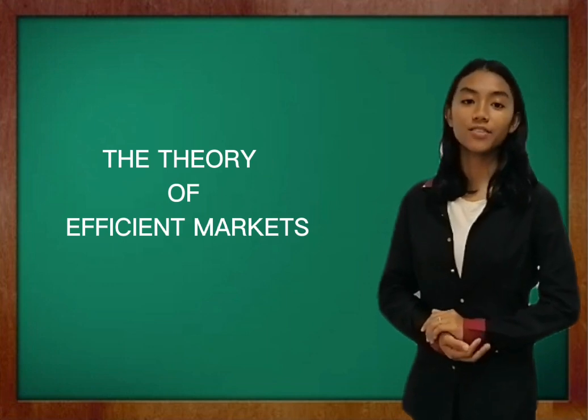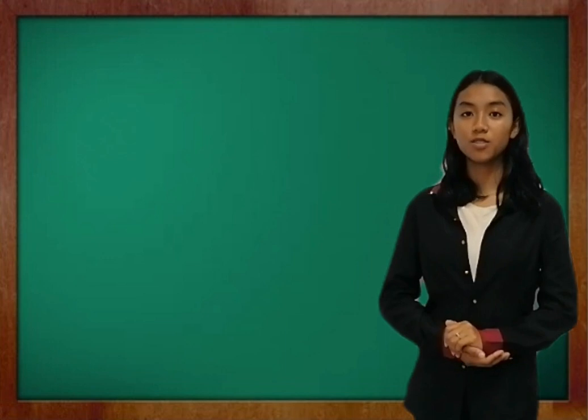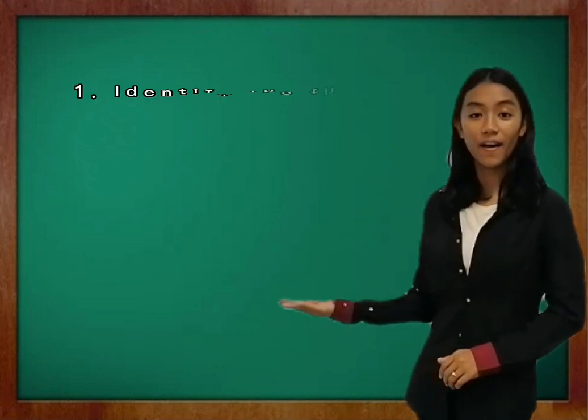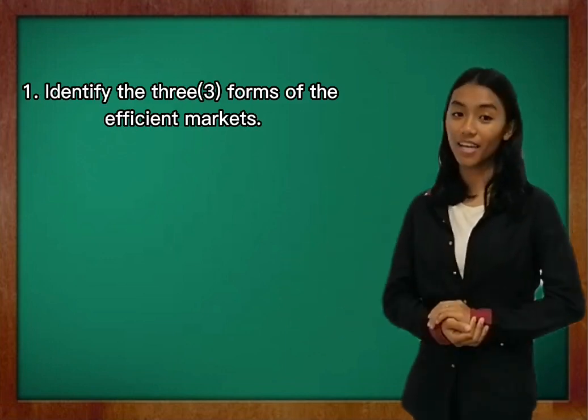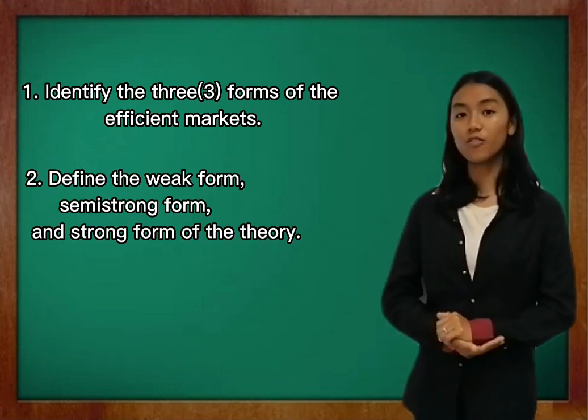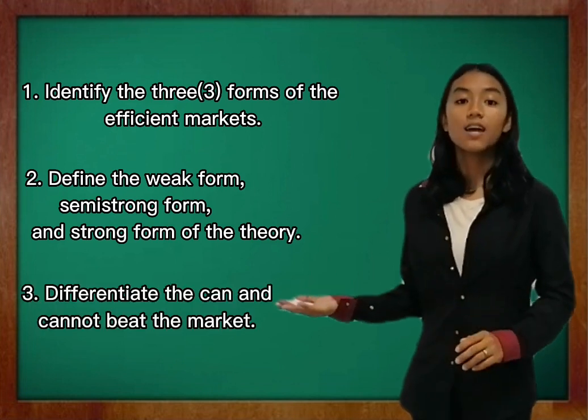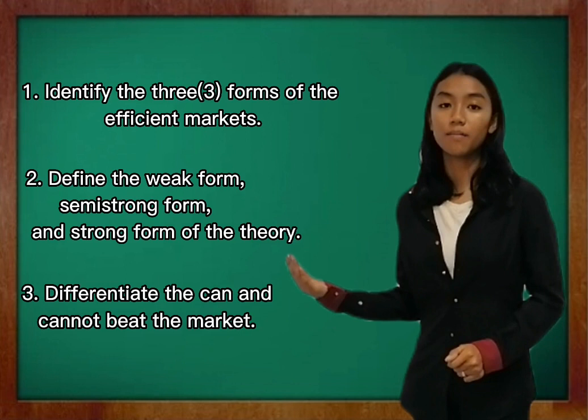Here are the learning outcomes. At the end of this module, the students should be able to, first, identify the three forms of efficient markets. Second, define the weak form, semi-strong form, and the strong form of the theory. And our last, differentiate the can and cannot beat the market.